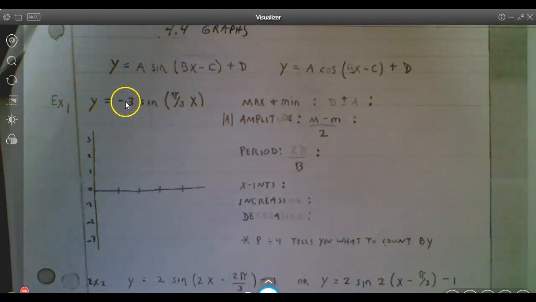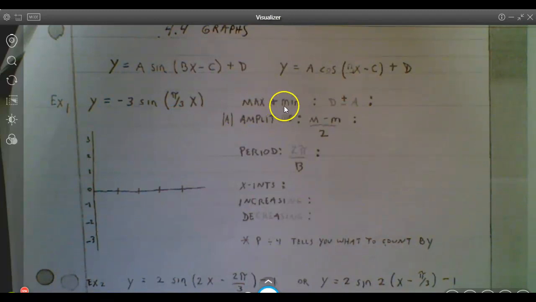So we're already kind of recognizing I got a reflection, I got the vertical stretch. I'm also going to multiply my period by 3 to get the new period on this. So when we graph these guys, we want to make sure that we graph at least one full period of the function.